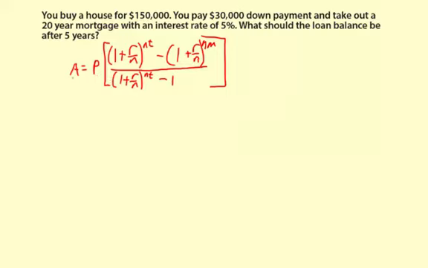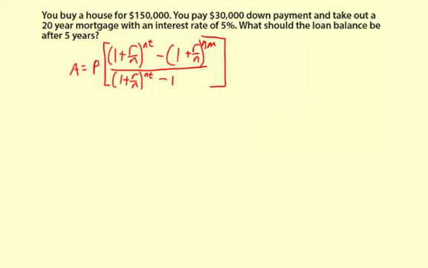So the A is the amount that's still due in the loan, equals P, the principal amount of the loan, or the amount of loan you start with, times 1 plus R over N, where R is the annual interest rate and N is the number of times you make a payment per year. And then to the NT power, well, the T is the time in years that you have to pay off the loan. So in this case, that would be 20.